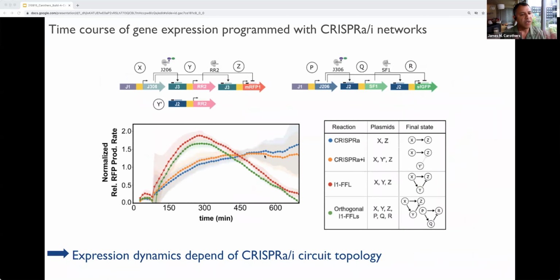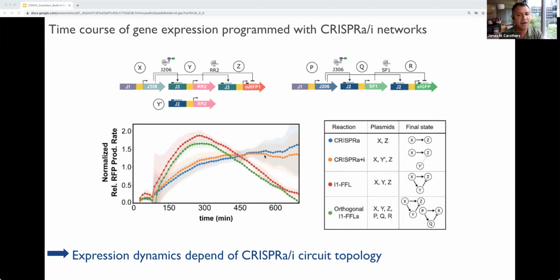So, once we've got these rules governing the construction of the multi-layered CRISPR AI circuitry, we wanted to build something more complicated, so a little more complex transcriptional programs. And so now what we're going to do is combine a CRISPR activation repression cascade with an additional node of CRISPR activation to form an incoherent type 1 feed-forward loop. So this is that classic pulse generating circuit.